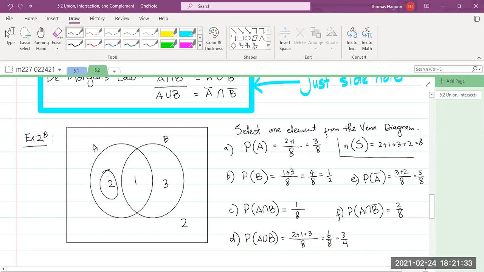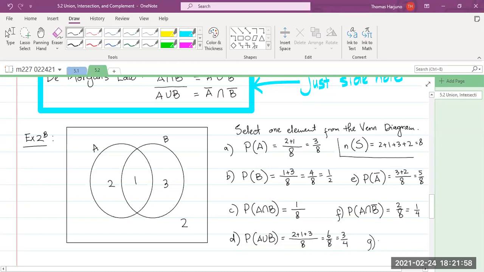Okay, please distinguish when I say the number of elements in A. There are 3 elements in A, but there are only 2 elements in A only. I hope you see the difference. The number of elements in A is 3. The number of elements in A but not in B, only 2.